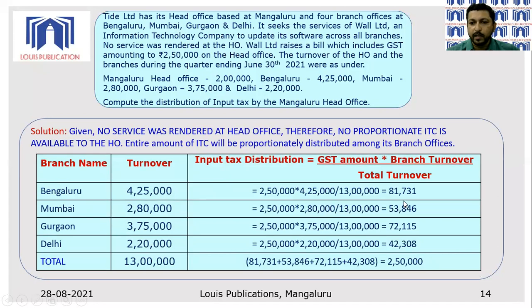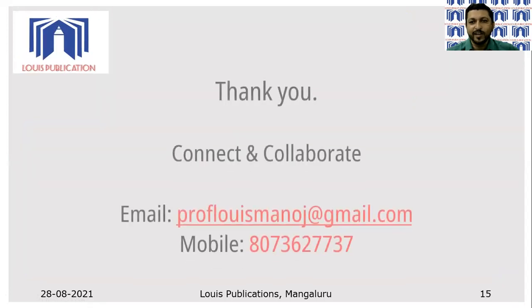So Bangalore branch will get 81,731. Mumbai branch will get 53,846, Gurgaon branch will get 72,115, and the Delhi branch will get 42,308. So the entire amount total which you see, the allocation that has happened, works out to exactly 2,50,000, which was the GST amount raised and paid by the Mangalore head office. So allocation will happen, and this is possible only through input service distribution registration. So I hope this concept of ISD is also very, very clear.